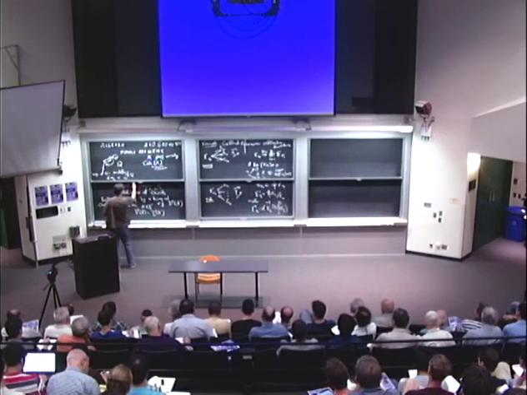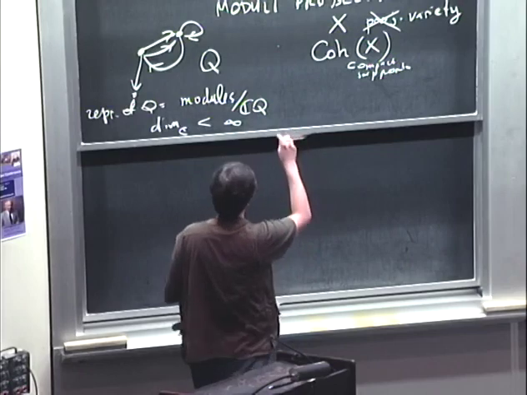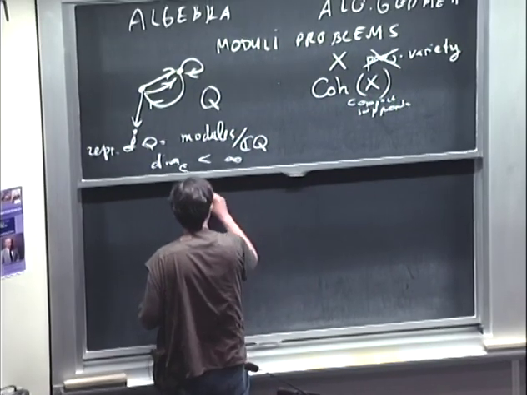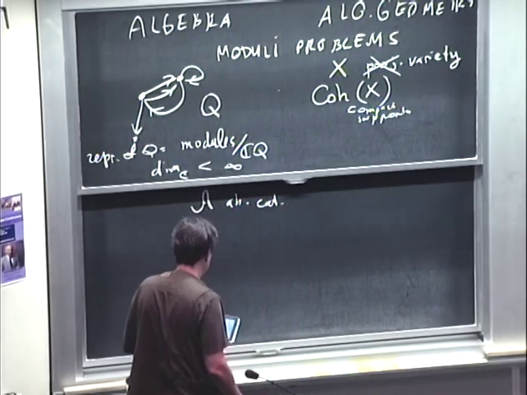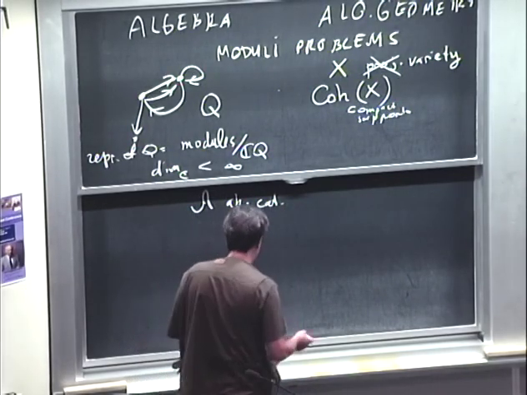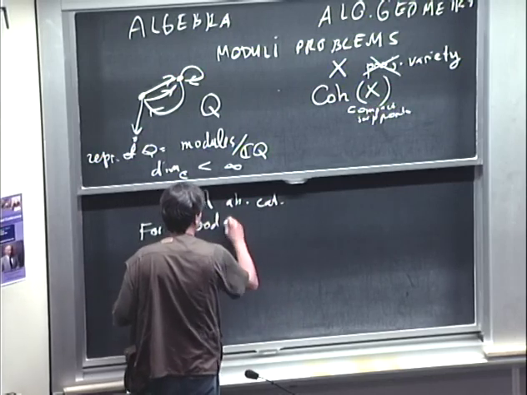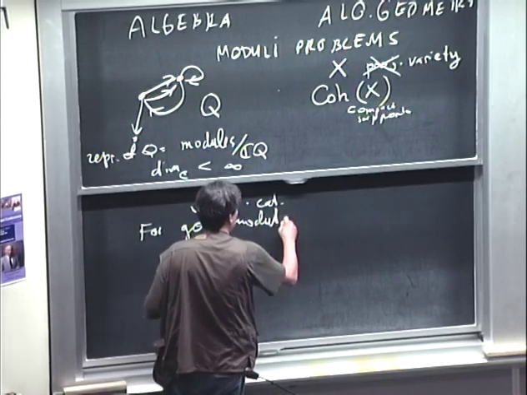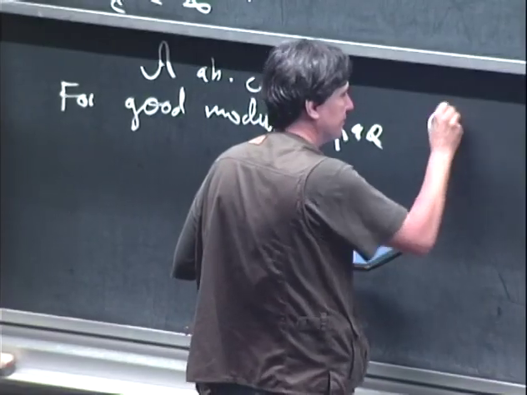Okay, so we get an abelian category. Now let's return to this general question. We have an abelian category, and we want to classify objects, but to get a good moduli space, one should apply some kind of geometric invariant theory.